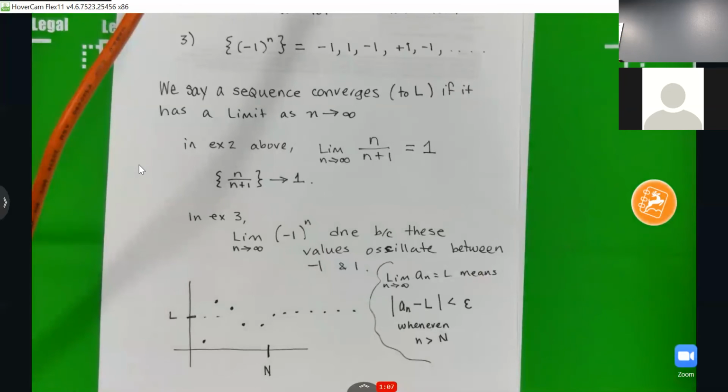So I'm going to see if you can remember how to take limits. I'm going to write down a few sequences here and see if you can find the limits of the following sequences.